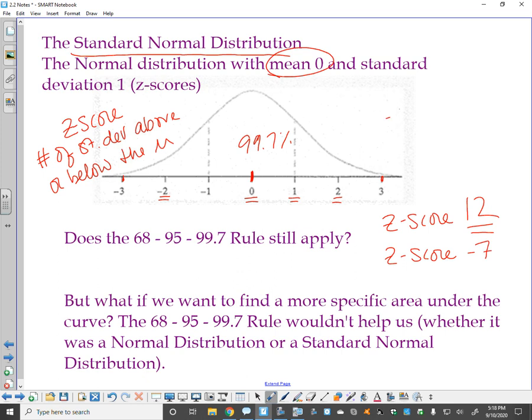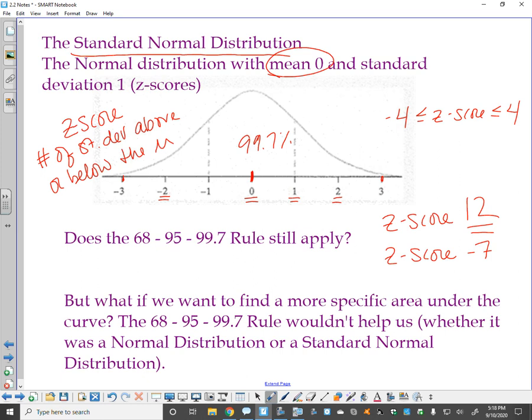Your z-scores, honestly, guys, are going to live really within a 4 and a -4. But remember, 99.7% of the time, they're going to live between a 3 and a -3. 68% of the time, they're going to live between a 1 and a -1. 95% of the time, they're going to live between a 2 and a -2 because your z-score measures how far above or below in standard deviations your piece of data is.